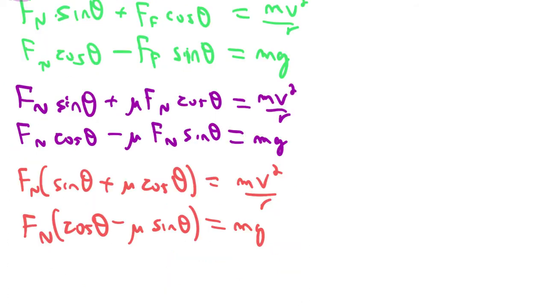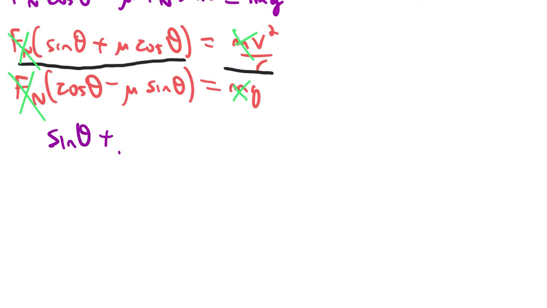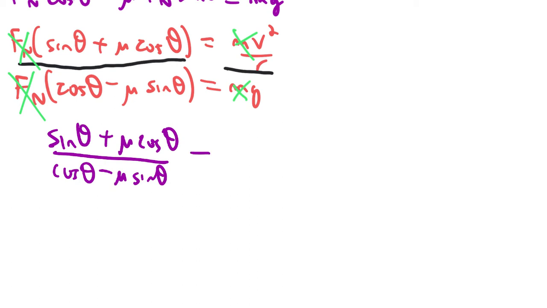And then a trick that happens a lot is when we have the same factors on top and bottom, it can be useful to do a division, because equals divided by equals are equal. So I'm going to divide this equation, and I'll divide this equation at the same time. That allows us to then cancel out Fn over Fn is 1, and m over m is 1. And so we're left with the following single equation. Sine of theta plus mu cosine of theta over cosine of theta minus mu sine of theta is v squared over gr.